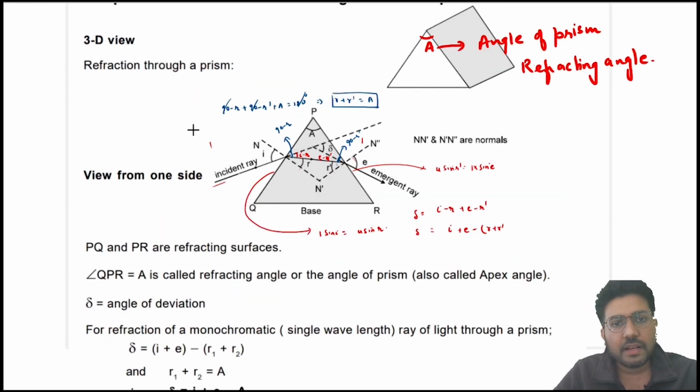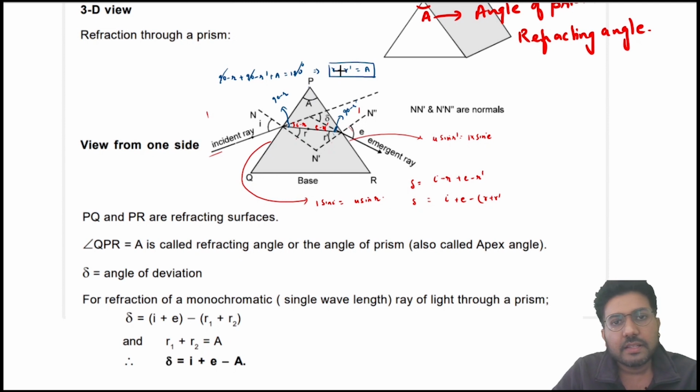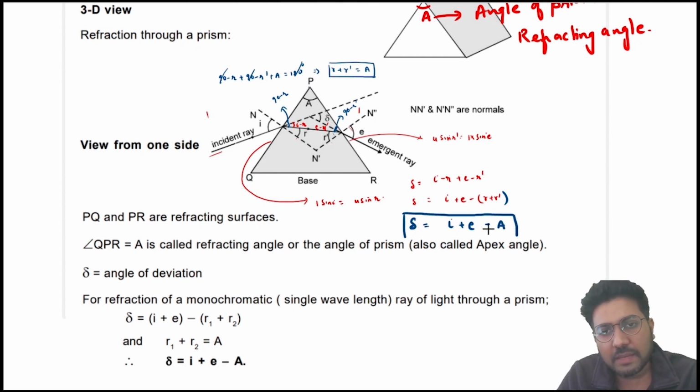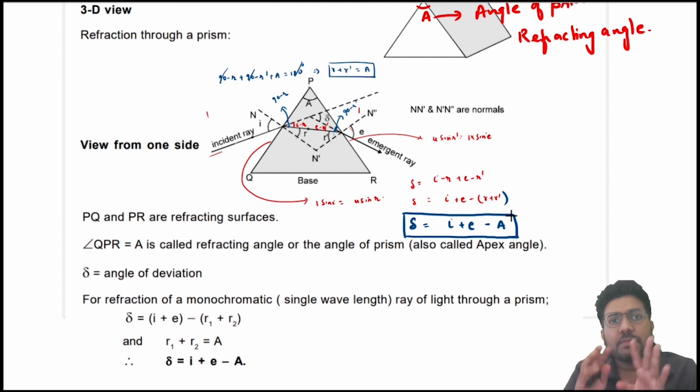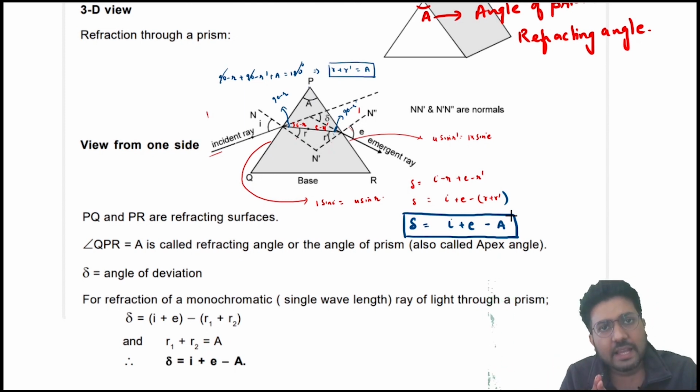Okay, so here again I will repeat. The angle of deviation is i minus r plus e minus r dash. So you will write from here delta is equal to i plus e minus r plus r dash, and that is equal to i plus e minus, see from here r plus r dash is A. So you will get the relation delta is equal to i plus e minus A. From this conclusion, the first thing that you have to remember is that the sum of r and r dash is a constant, equal to A, and the second is that the angle of deviation is equal to i plus e minus A.